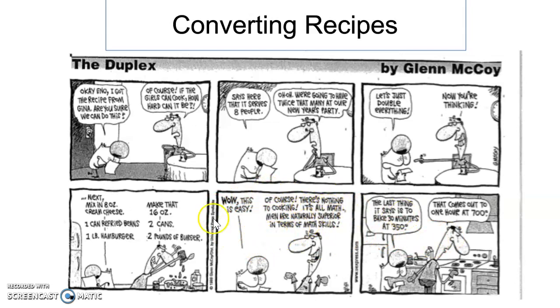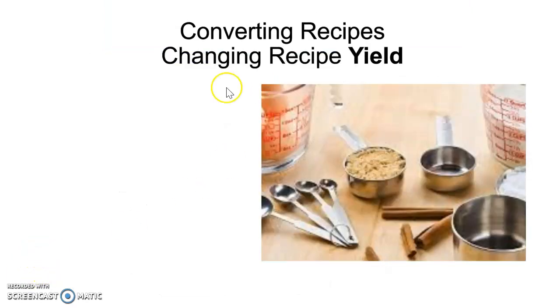It's all math, right? Men are naturally superior in terms of math skills. And then the last thing it says to do is bake 30 minutes at 350. So he says that comes out to 1 hour at 700, if it was that easy, right? So there's a couple things you need to know about converting recipes.